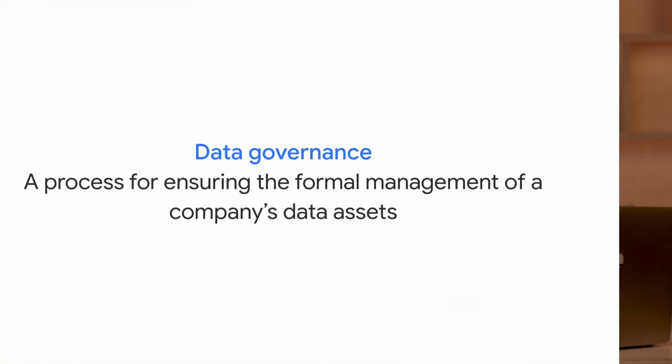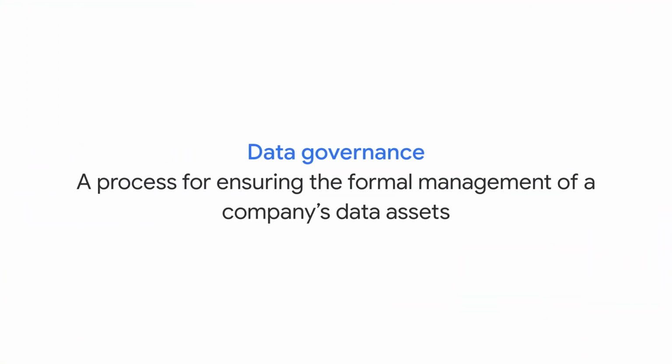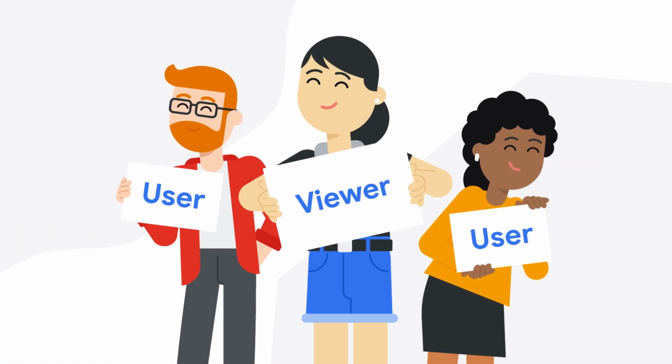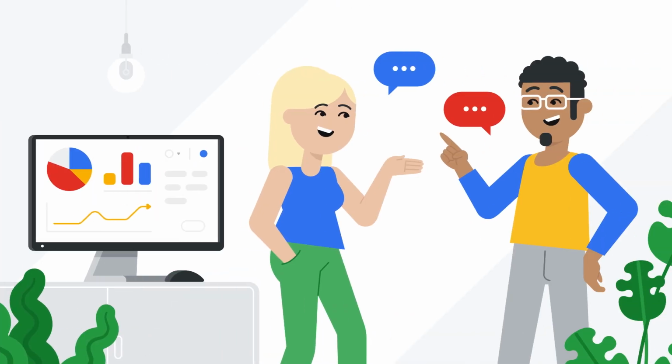Another way you may help facilitate a data-driven culture in your organization is by working with your team to ensure solid data governance standards are in place. Data governance is the process for ensuring the formal management of a company's data assets. As more team members have direct access to data, data governance has become an important part of a data team's responsibilities. One way to govern data is by defining and assigning user roles and responsibilities based on how team members will interact with the data. This makes sure that everyone has the data they need to get their jobs done while also keeping the data safe.